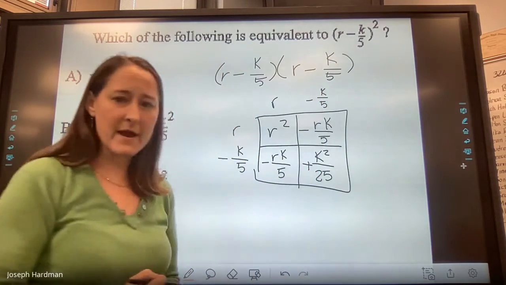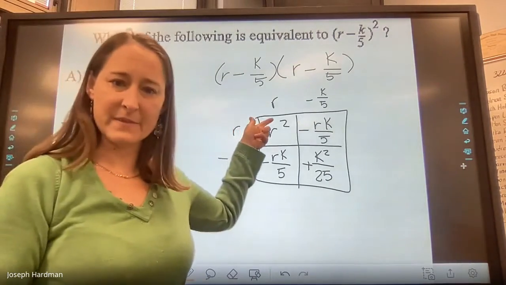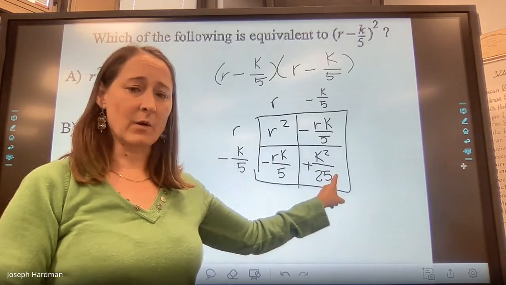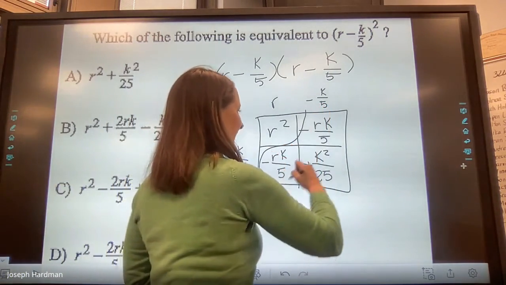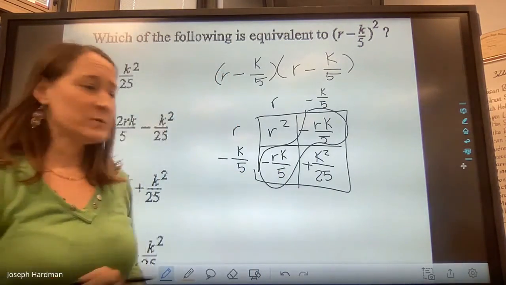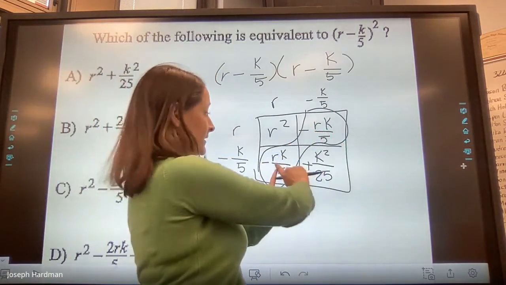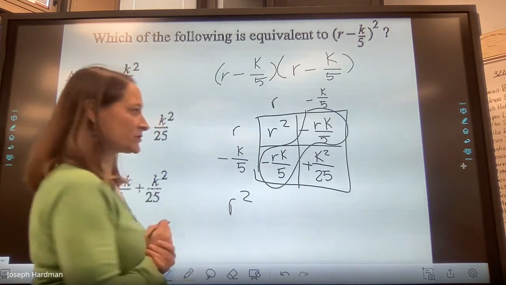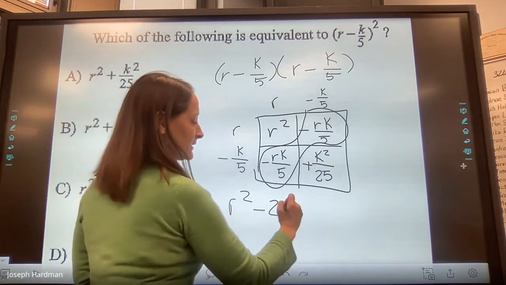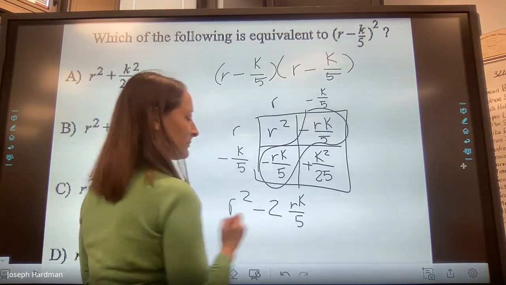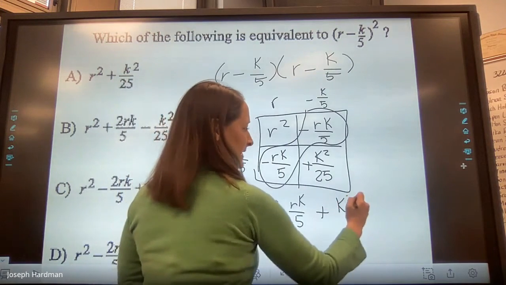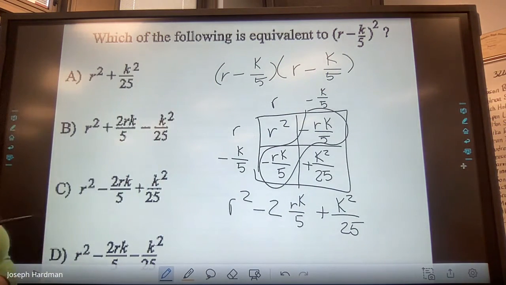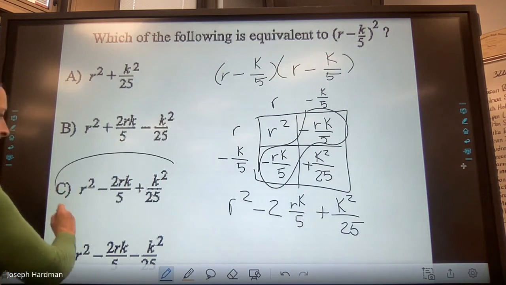Okay, now if you're familiar with the area model, the first term ends up in the top box. The last term ends up in the box on the lower right. And then the middle two terms get added up. So what do you see? You see that there are two of these exact same terms. So that's going to end up being r squared for my first term, a negative 2rk over 5 for my middle term, and then plus k squared over 25. And again, we already know, because Mr. Hardiman already did this problem, that we knew the answer was C.